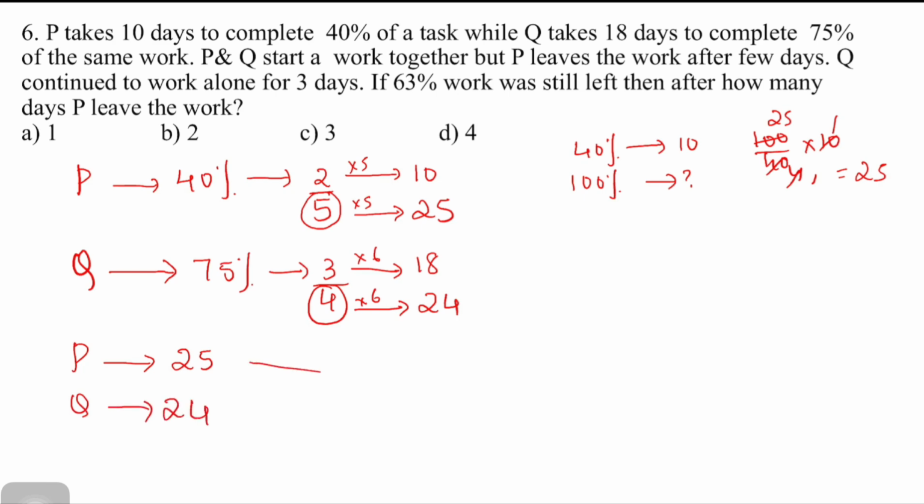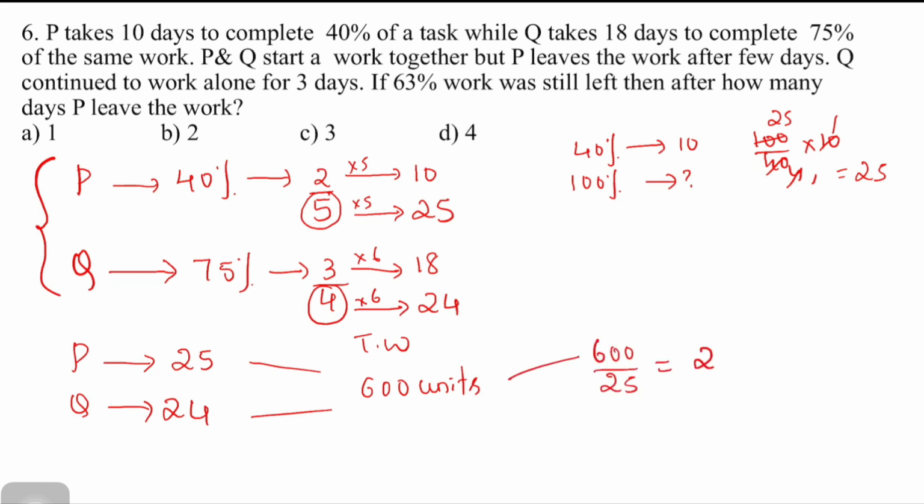So the total work is how much? Here they have not given the time directly, we had to derive it like this. 25 and 24 LCM is 600. So 600 units is the total work. P's efficiency is 600 divided by 25, which is equal to 24 units per day. Q's efficiency is 600 divided by 24, which is equal to 25 units per day.